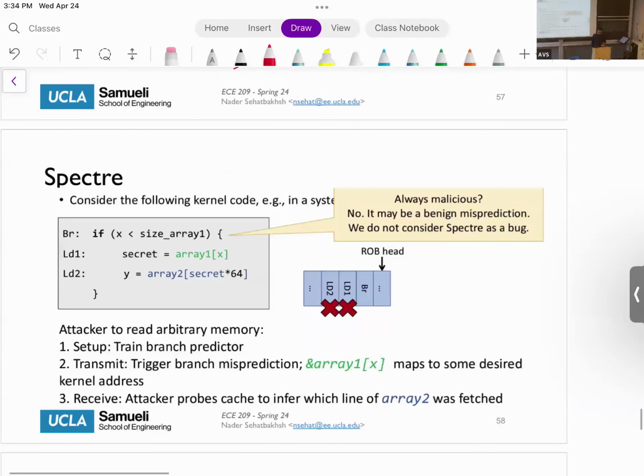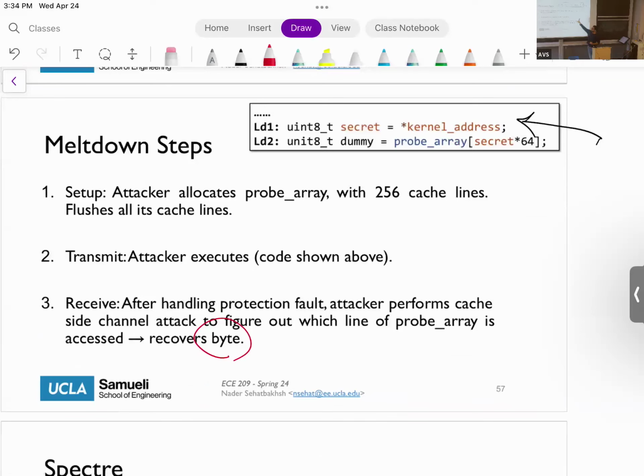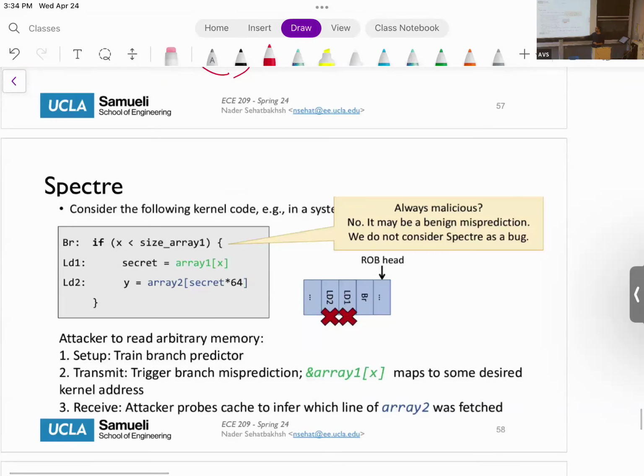The second option is, Meltdown can be fixed if we catch the exceptions as fast as possible. So there are fixes for Meltdown. The one that we cannot really fix is Spectre. Okay, very similar idea, slightly different way of executing this.